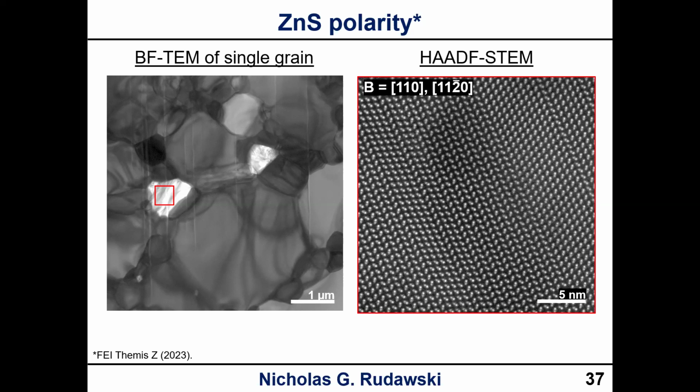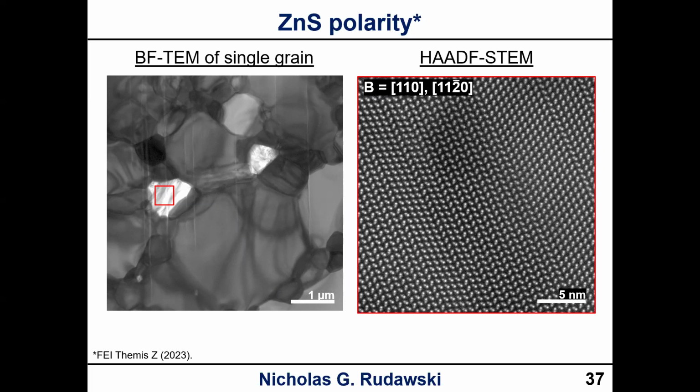And then if we look at HAADF-STEM of this grain, we can see very clearly, I've indicated two zone axes here. That's because the zinc sulfide has actually taken on two crystal structures. There are parts of the grain that are zinc blende, and parts that are wurtzite, which is why you see two zone axes there. So we can actually see those in the image, and we can see the polarity of the dumbbells.